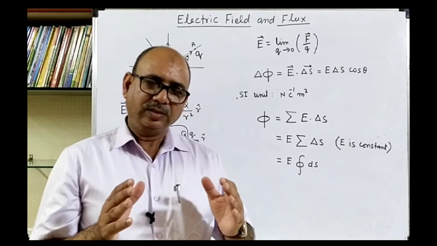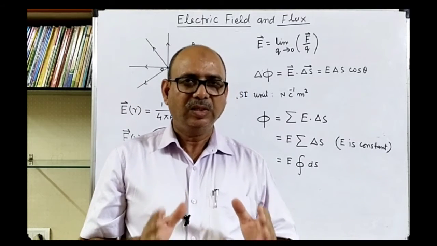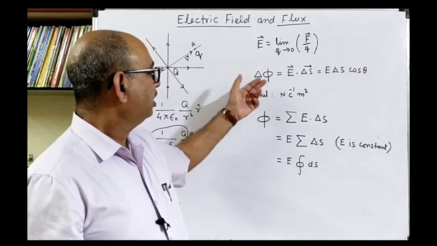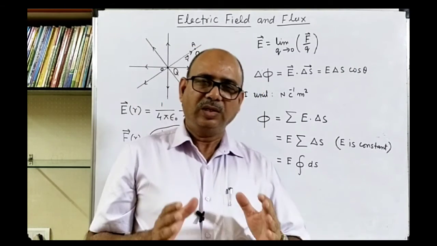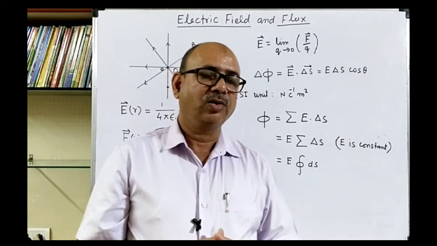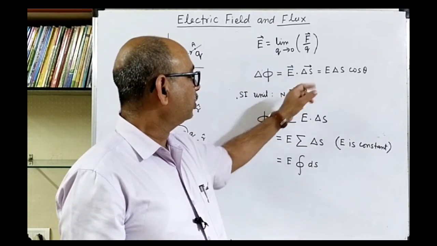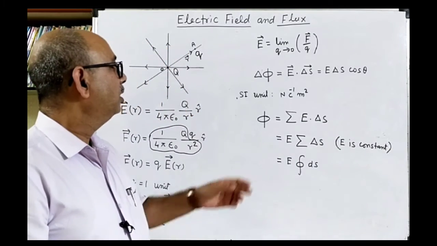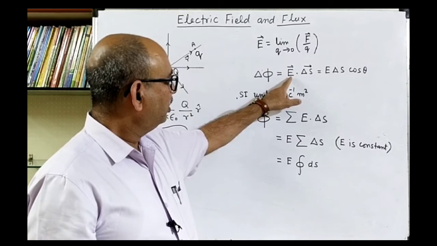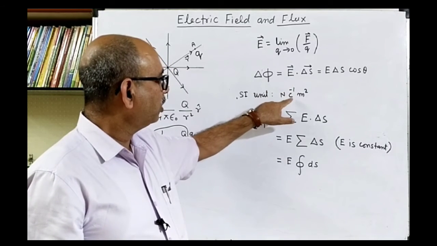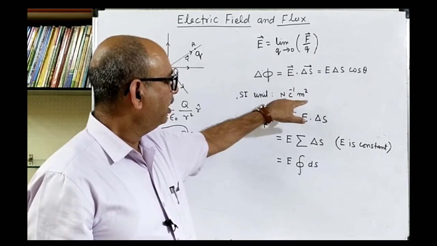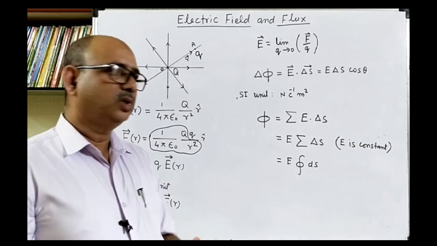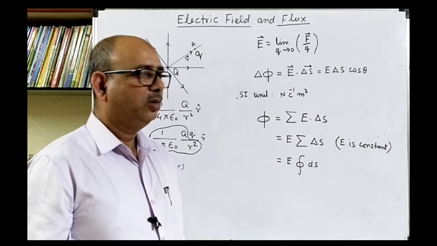If there is some angle theta between E and delta S, then we define the incremental flux delta phi equal to E dot delta S, that is E delta S cos theta, because of the dot product. The unit of electric flux: electric field is Newton per Coulomb multiplied by area, and the unit of area is meter square. That means the SI unit of electric flux is Newton per Coulomb meter square.